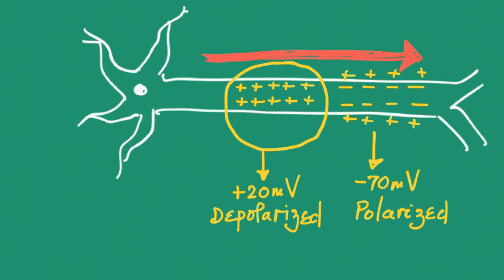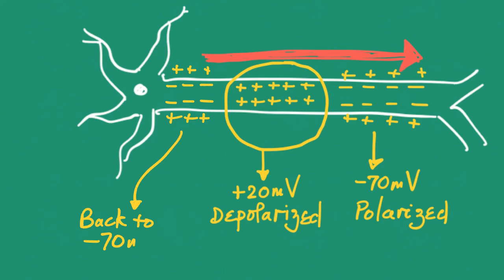The part that is to the left of the action potential is the area that has just completed repolarization, because the action potential has just moved away. So the one on the left is recovering, going back to negative on the inside, positive on the outside. It's on its way to minus 70 millivolts, and we say that this part of the membrane is repolarized.